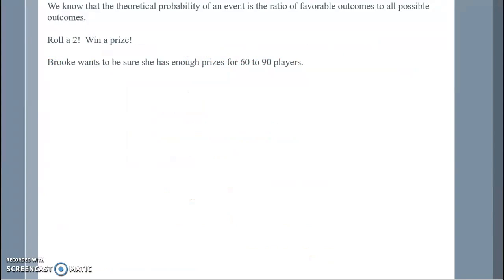Roll a 2 and win a prize. Brooke wants to be sure she has enough prizes for 60 to 90 players. The probability of getting a 2 rolling a die is 1/6. The total observations is between 60 and 90 players.